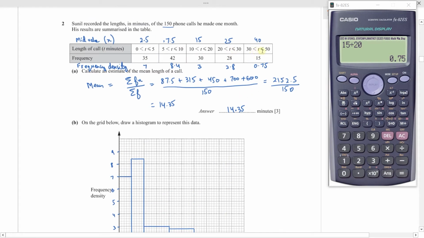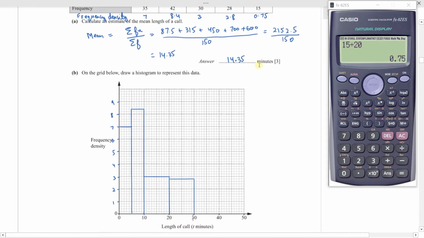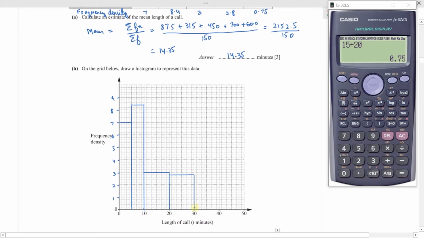And the last one is 30 to 50, which is 0.75. So this is 0.2, 0.4, 0.6, 0.8. So 0.75 will be in between 0.6 and 0.8, this one here, and up till 50. So this will be your histogram for this part.